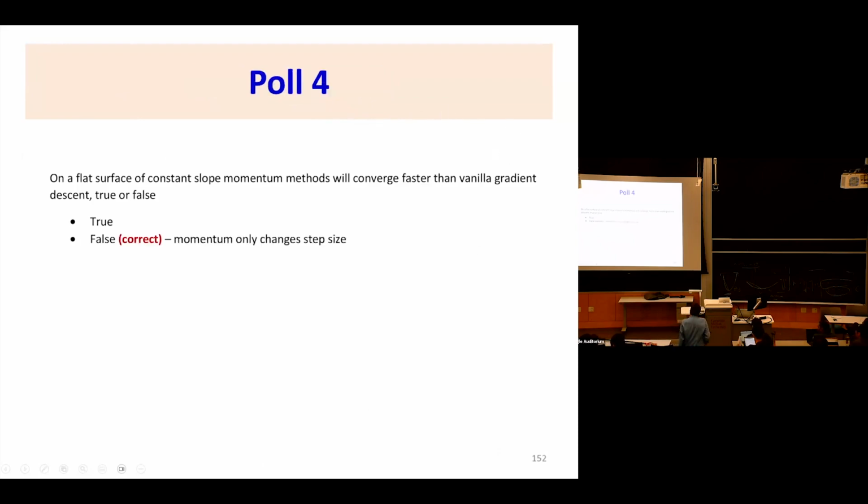Okay. Momentum only changes the step size. On a flat surface, if you've got a constant slope, then the running average is going to be pretty much the same as the gradient itself. So nothing will change.